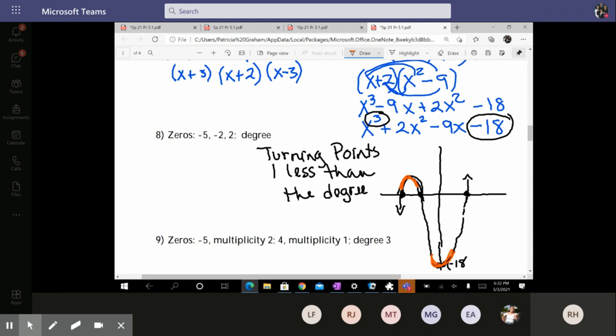All right, let's see what we can find out for number 8. First of all, let's try to, and that should say 3 there. I don't know what happened to the 3. Let's try to write the polynomial out.